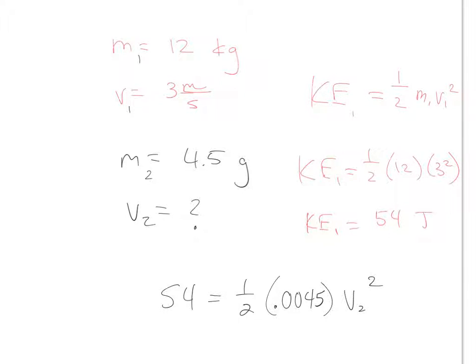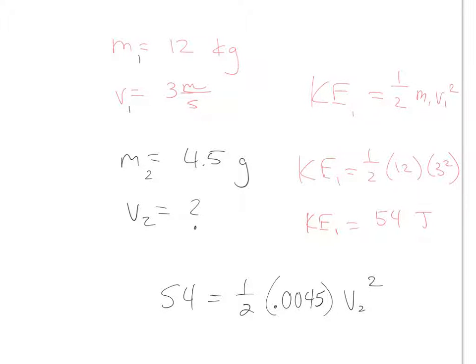0.0045. Remember, the mass was given in grams. To convert to kilograms, it's a much, much bigger unit, so the number gets smaller. By how much? By 1,000, because kilo means 1,000. So I move it 3 decimal spots. And then solve for V2.